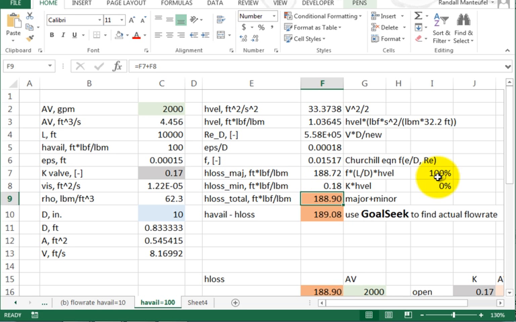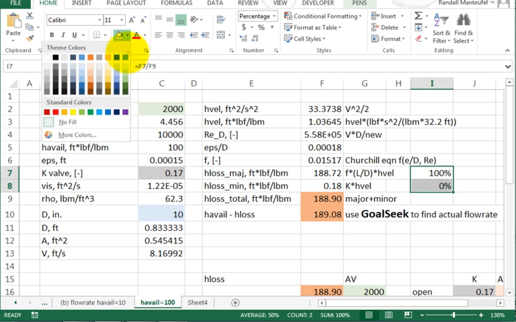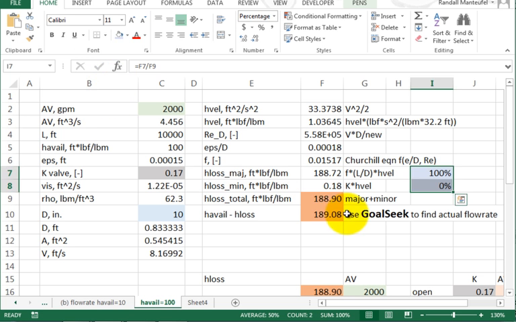Well, 100% of it's due to the major. Nothing is due to that valve. See how I did the percentages over here on the side? That's because you can just look, the head loss is all due to the straight run.